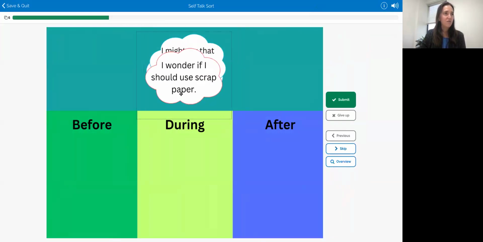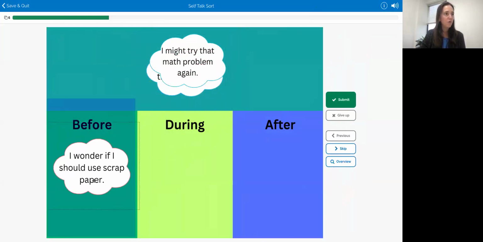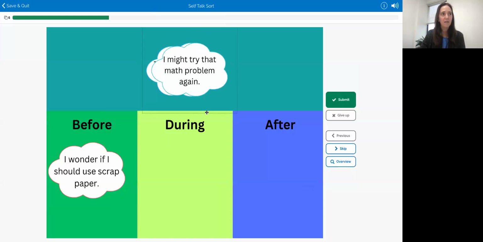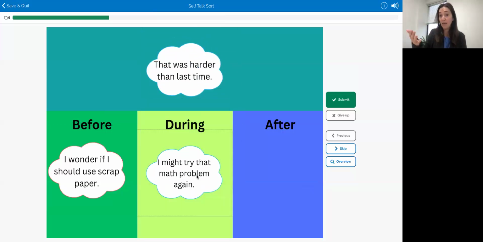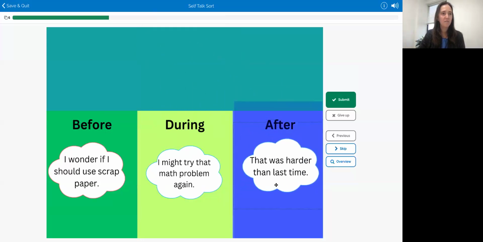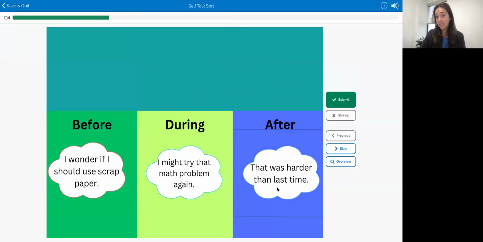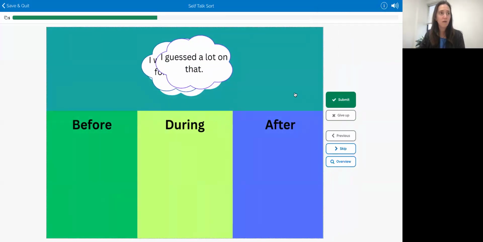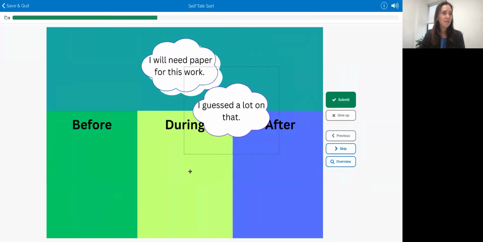I wonder if I should use scrap paper. That's a before thought. I might try that math problem again. Like try again is kind of a task that we can do. So that's a during, but analyzing, summarizing, that was harder than last time. That's something that happens after. Okay, I'll do one more. I guessed a lot on that.